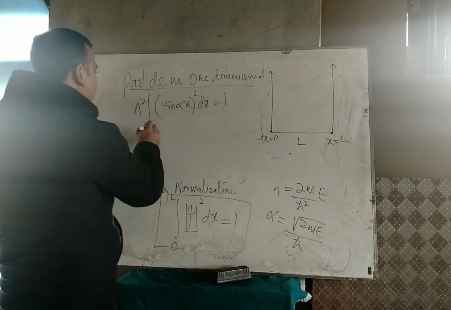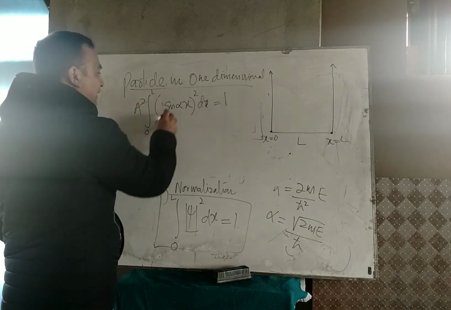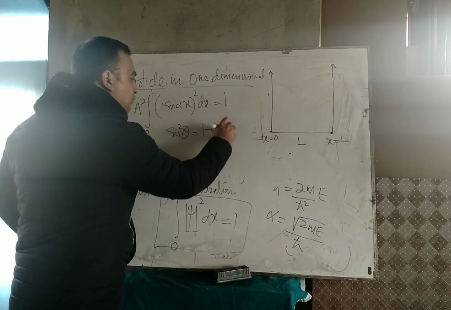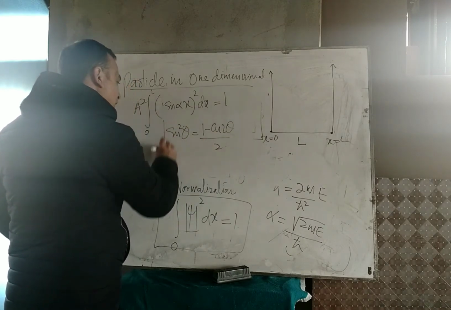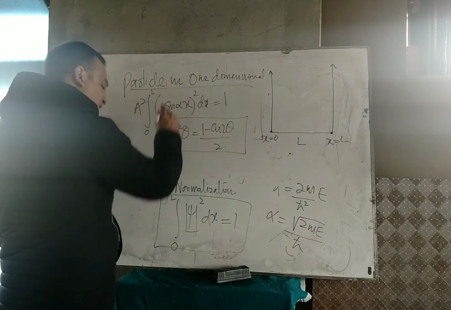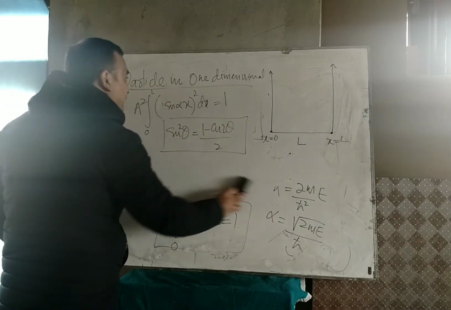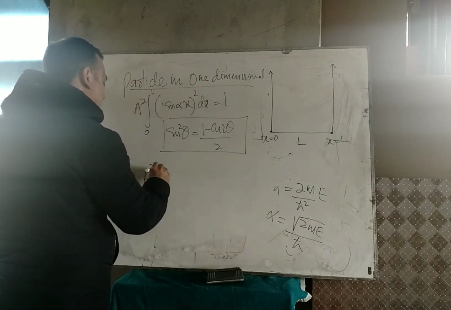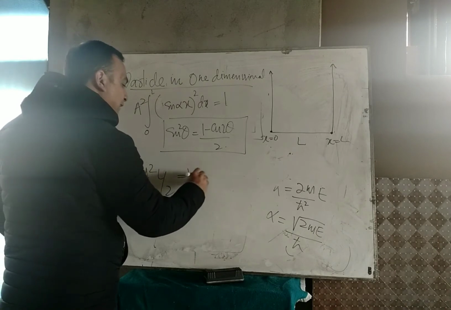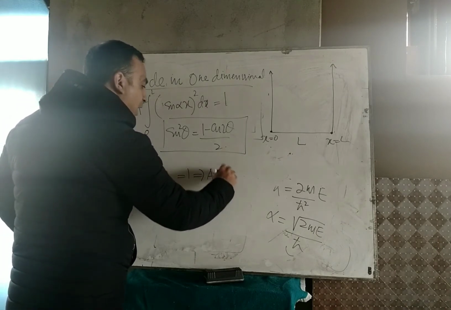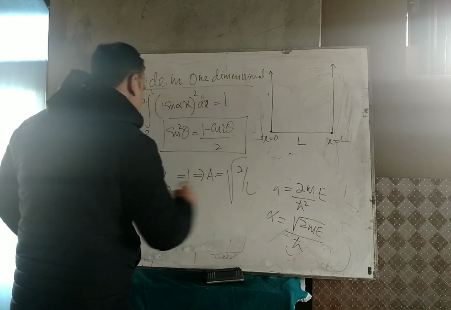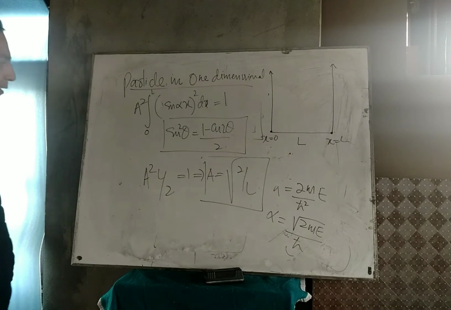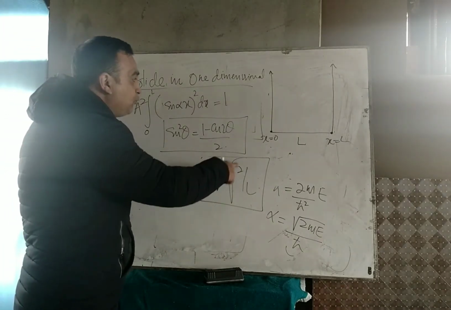Okay, now you can have the limits from 0 to L. Now sine square theta is equal to (1 minus cos 2 theta) divided by 2. You can use this formula in this integral and its value will come out to be L by 2. So a square L by 2 will be equal to 1. That implies a will be under root of 2 by L. So the value of this a is under root of 2 by L.